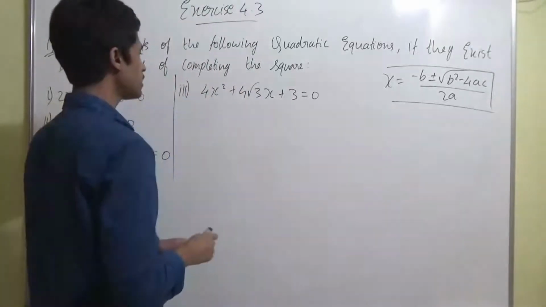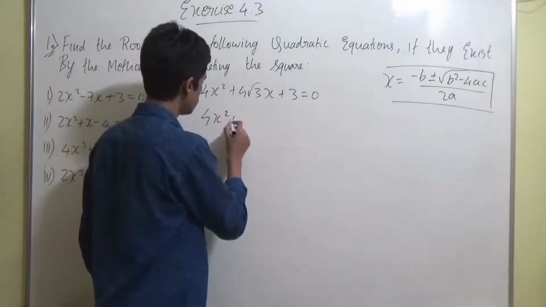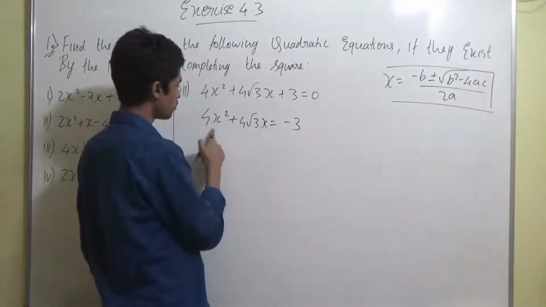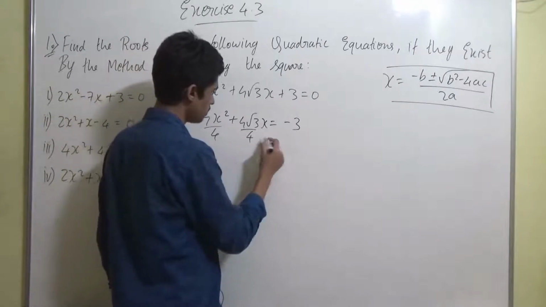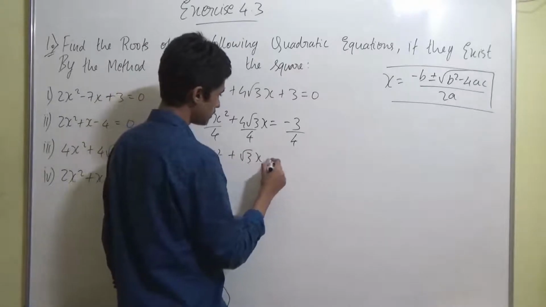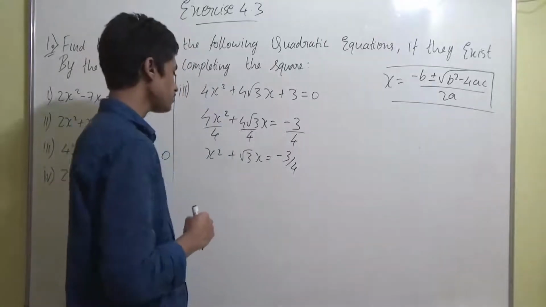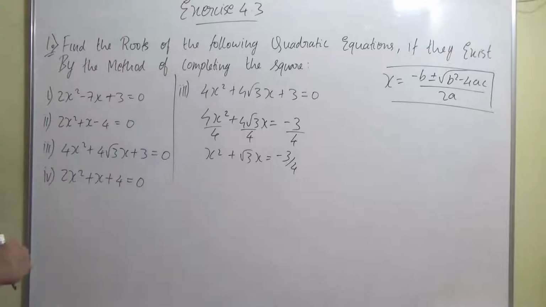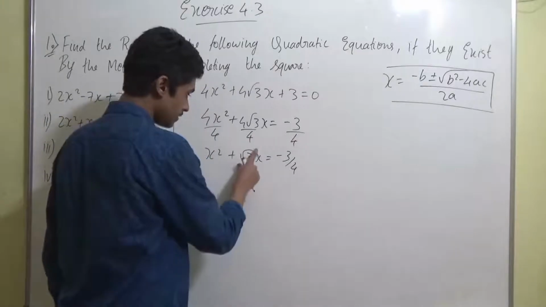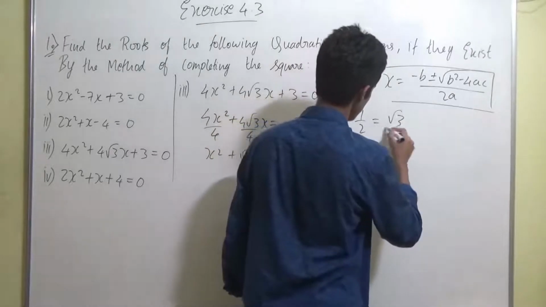Okay, we'll do the completing square method. Now what we'll do? We'll take all the x terms to one side. 4 root 3x equal to minus 3. Now you divide all the terms by 4 because we want only x square. This will become x square plus root 3x equal to minus 3 by 4. Now we will take this coefficient and make it into half. Root 3 into half. This becomes root 3 by 2.